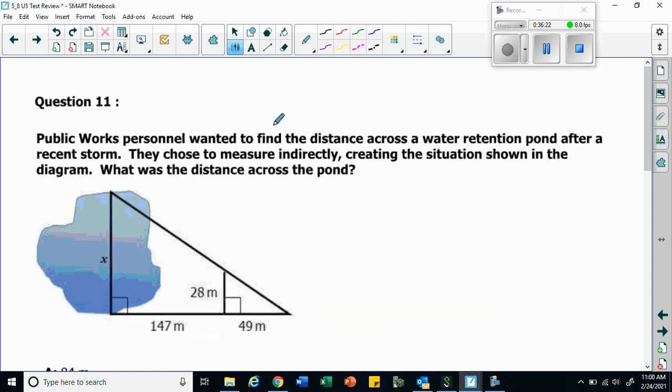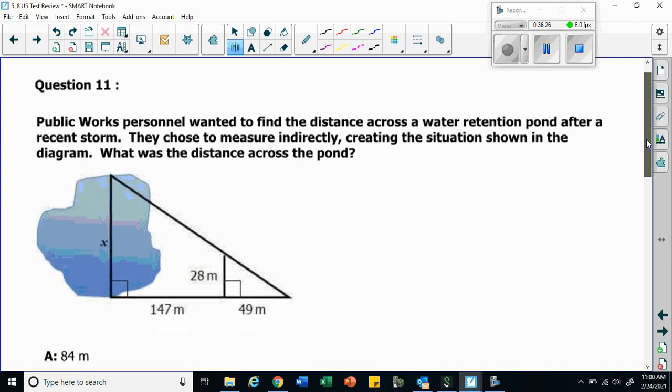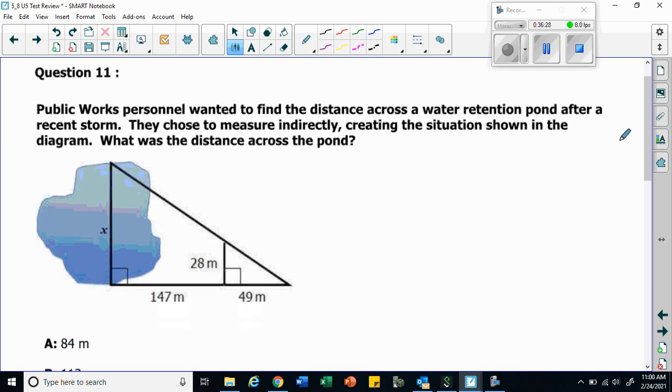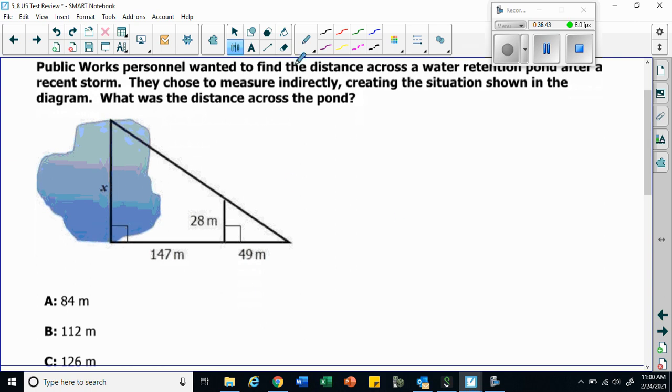Question number 11. Public Works personnel wanted to find the distance across a water retention pond after a recent storm. They chose to measure indirectly, creating the situation shown in the diagram. What was the distance across the pond? So once again, these are two separate triangles. I'm going to separate them. I'm going to put the small one first.